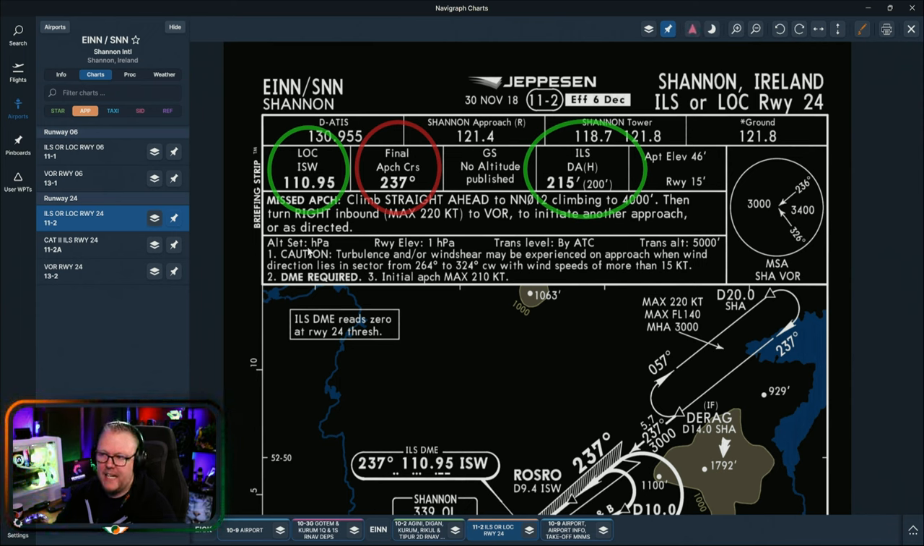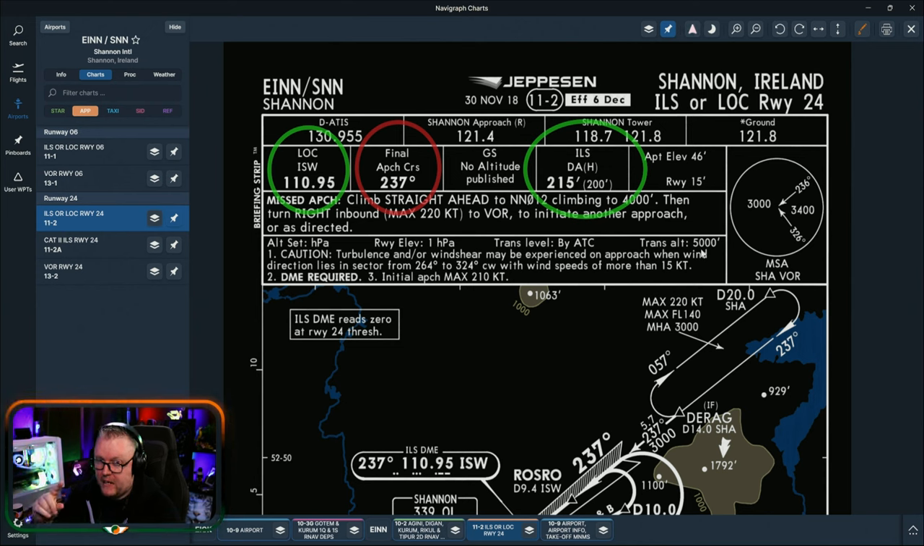So our altitude selection, we're going to set it to hectopascals. Hectopascals, that's what we use here. In the United States and North America, you would use inches of mercury. Over in Europe, you use hectopascals. Runway elevation, 1 hectopascal. Transition level is set by ATC, so they'll tell you on the day. But your transition altitude is 5,000 feet. If you're unsure where you're at with transition altitude versus transition levels, it's all in the manual. Have a read back through it if you're confused. Don't need to worry about it too much. Transition altitude is 5,000 feet.